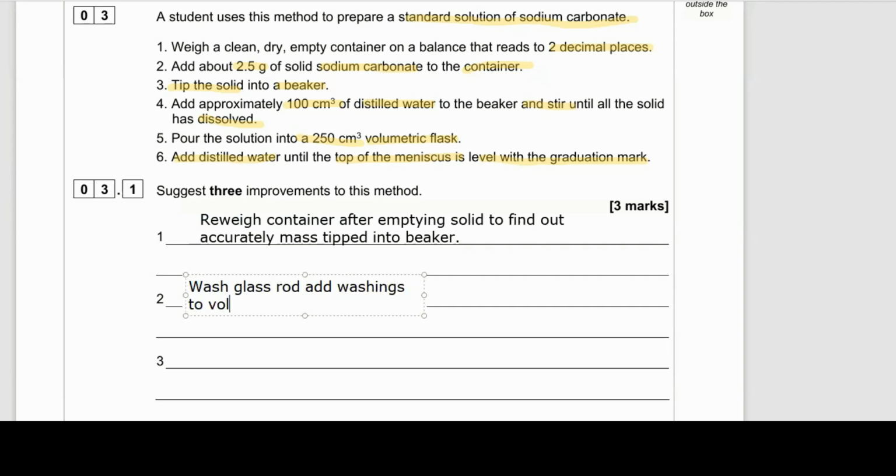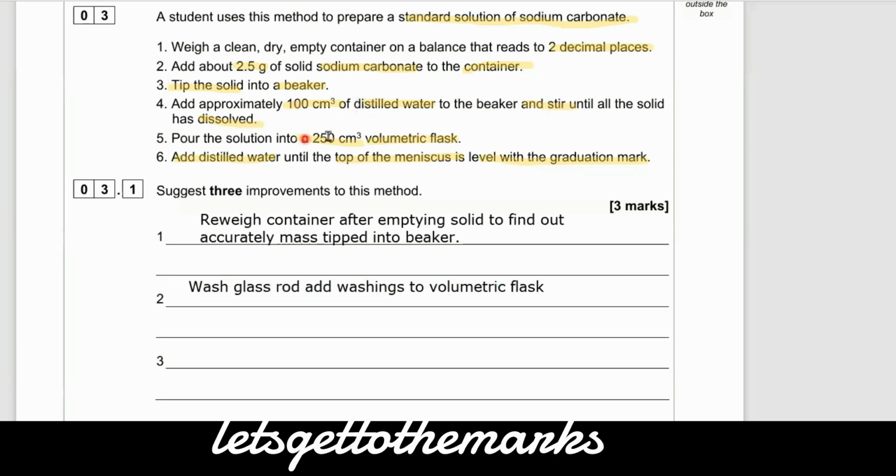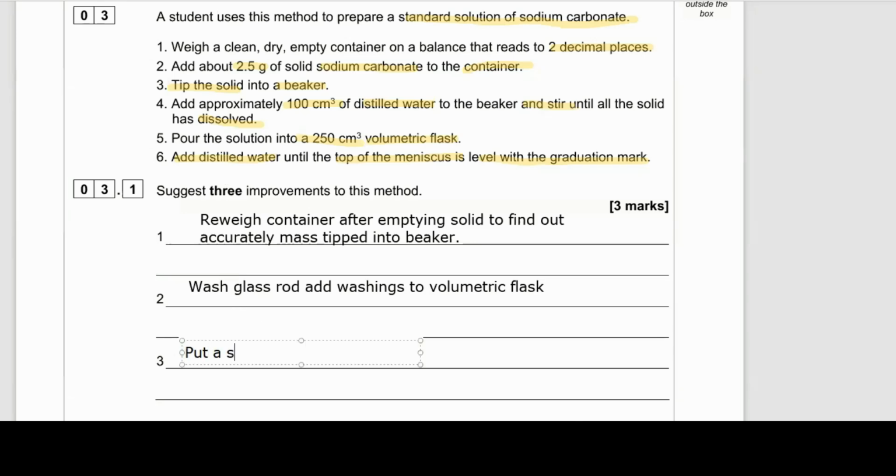Also, put all your washings into the volumetric flask. So when you stir with a glass rod, that also may have some solid or some solution on it, with the dissolved solid in it. So we need to wash that with distilled water into the volumetric flask. That's called your washings, and you need to rinse that all into the volumetric flask.